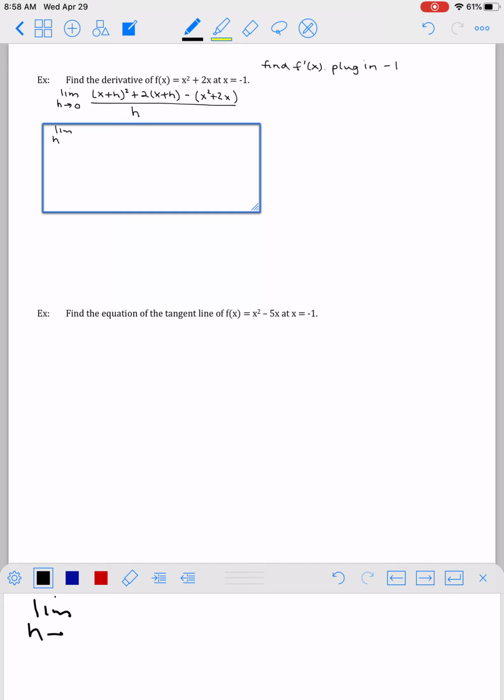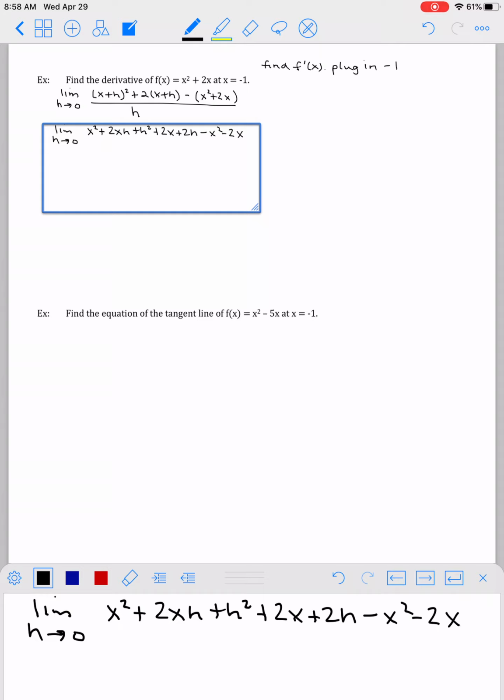Limit as h approaches 0, x squared plus 2xh plus h squared plus 2x plus 2h, and then we distribute minus x squared minus 2x, all over h. Okay, now we look to cancel. So x squared and x squared, 2x and the 2x cancel.